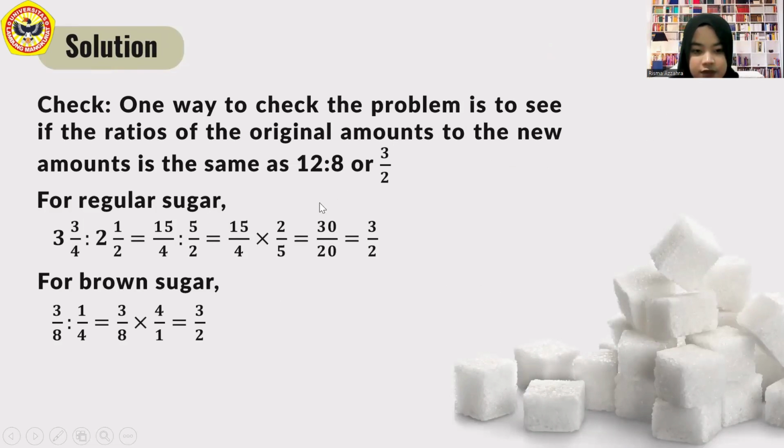In the final result, we have 30 over 20, so it goes to 3 over 2, true? Yes, it is true to the ratio. So for brown sugar, we have 12 over 8, or equals 3 over 2, so this is correct. This is just for checking, and it is proved that it is true.